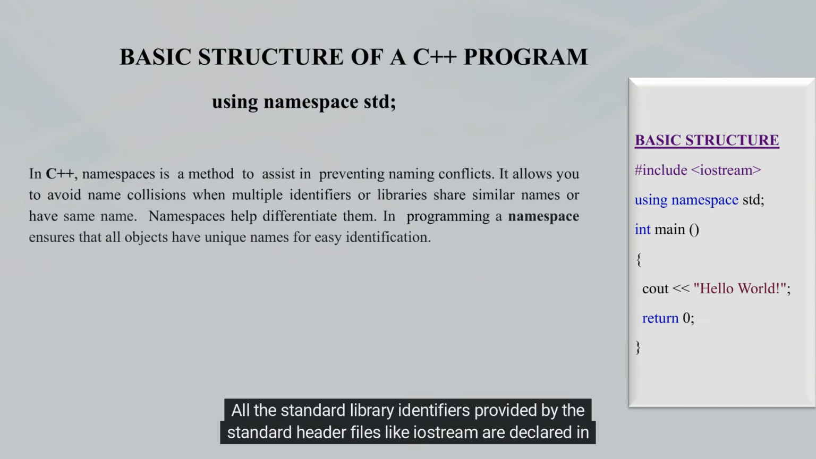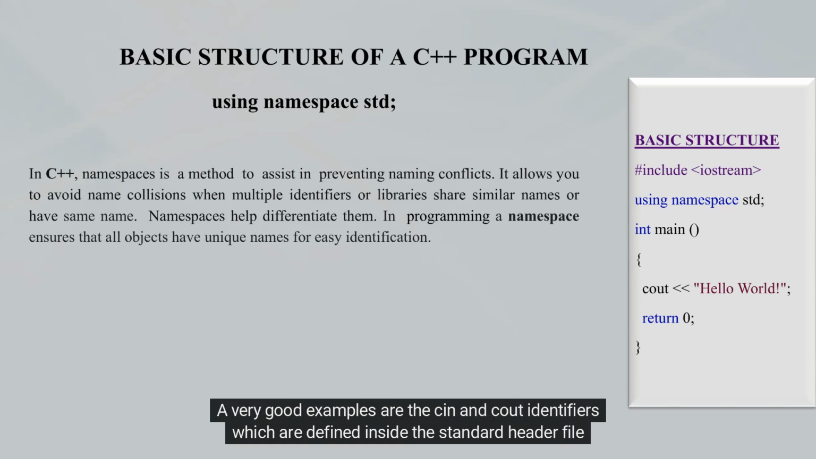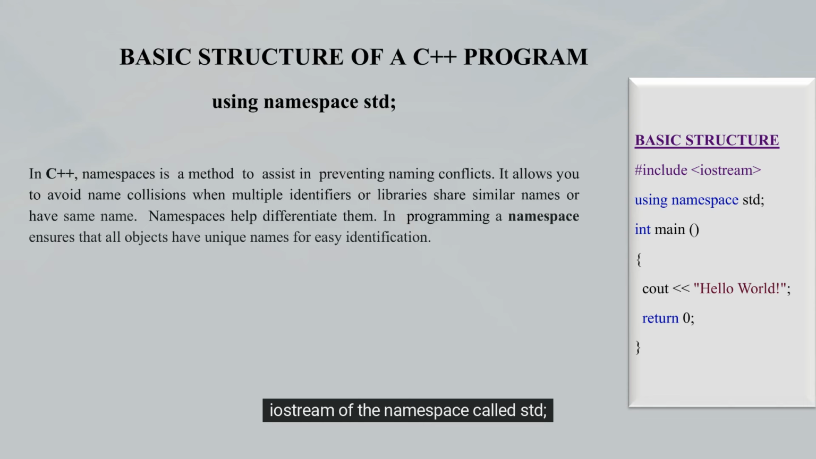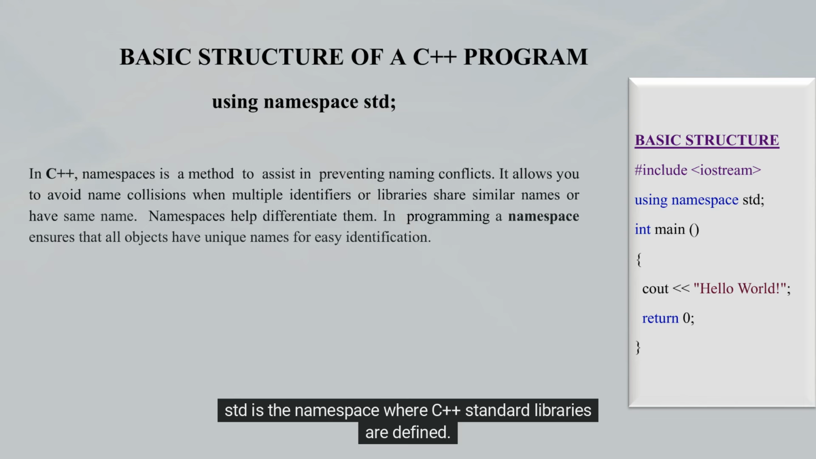All the standard library identifiers provided by the standard header files like iostream are declared in the std namespace. Very good examples are the cin and cout identifiers, which are defined inside the standard header file iostream of the namespace called std. Using namespace std is a requirement and a must when using the iostream standard file. std is the namespace where the C++ standard libraries are defined.